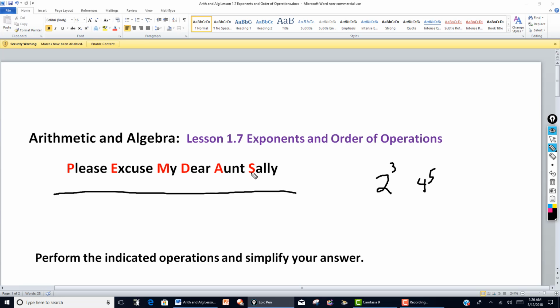Basically the general rule for order of operations from left to right is, we start off with parentheses. Anything in parentheses you can perform. Anything with a power you can perform. And then you do the multiplications and divisions in the order that they come. And the additions and subtractions would be last.